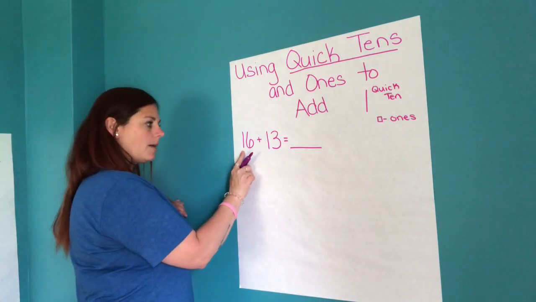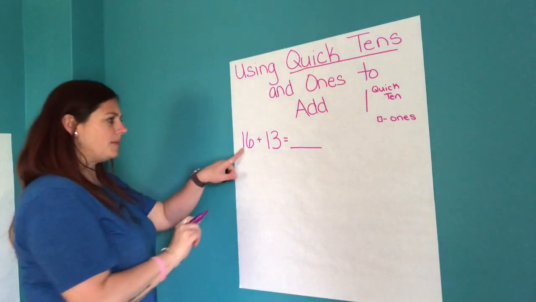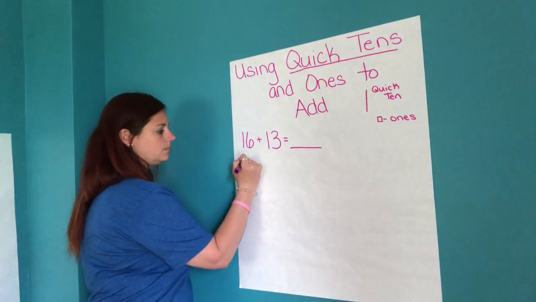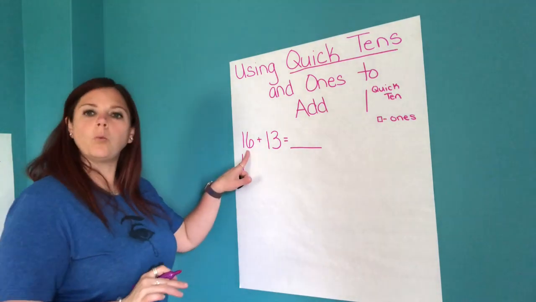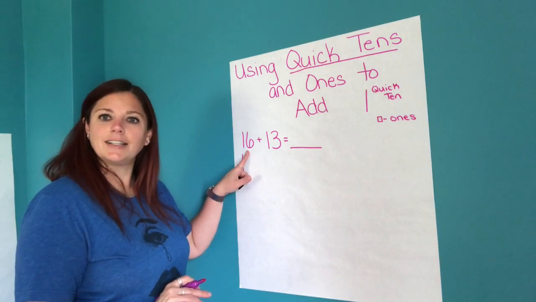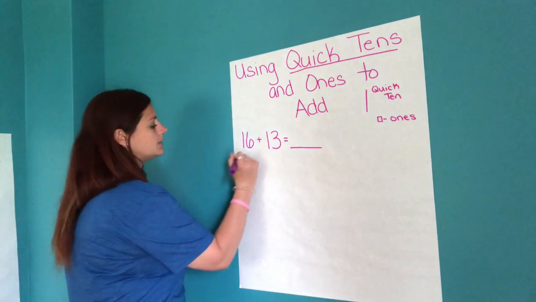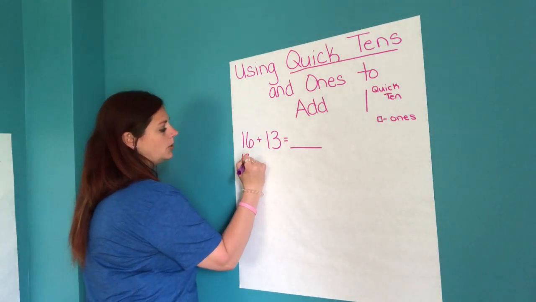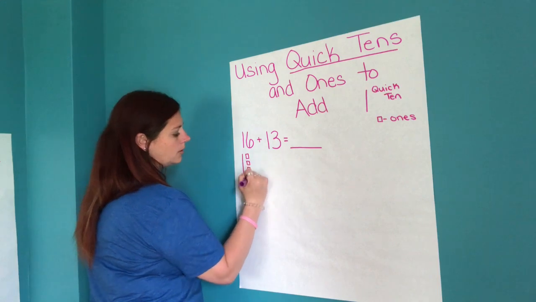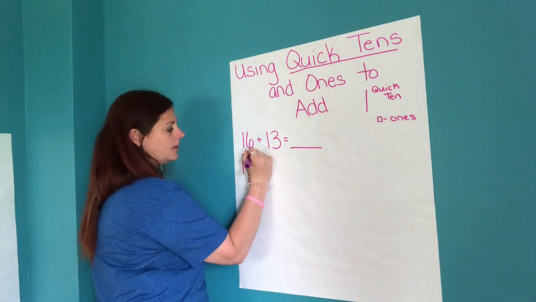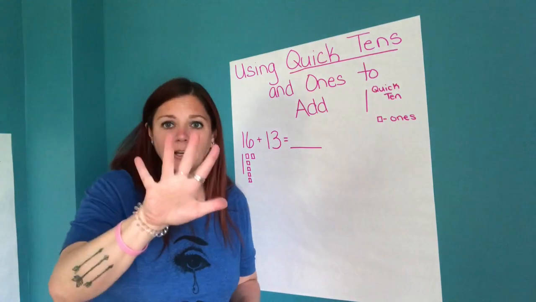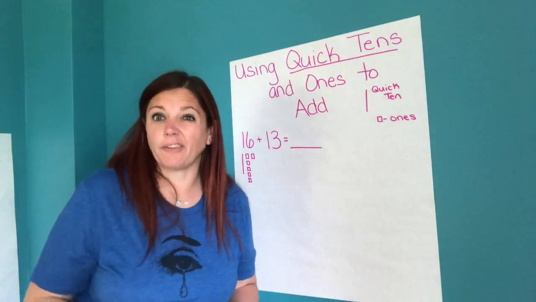So if I look at my tens place, how many quick tens am I going to draw? Just one, right? But then how many ones am I going to draw? I'm going to draw 6 little boxes for our ones place. 1, 2, 3, 4, 5, and 6. And remember, we always draw them in groups of 5, right? Because then it's easier to count by 5s.